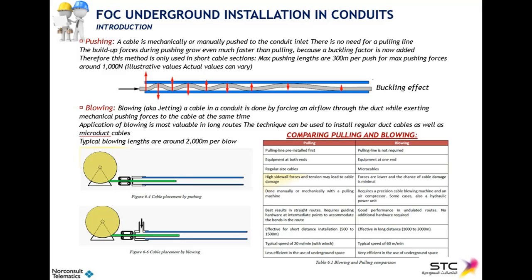The best pulling results are obtained in straight routes, because bends cause a lot of additional friction, and the tensile forces required to install the cable have to be increased to compensate for that, which is again additional risk to the cable. So the best results are achieved in straight routes by pulling.